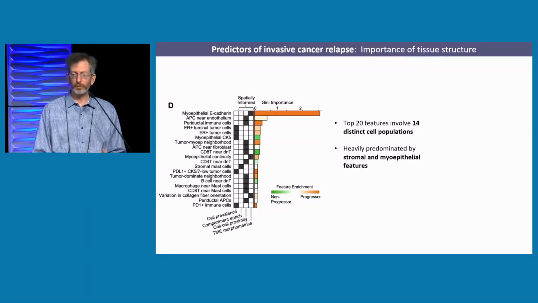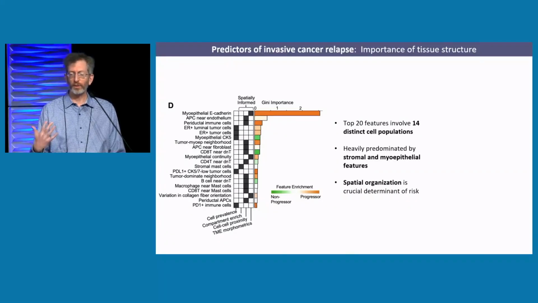It's heavily predominated by stromal and myoepithelial features, as you can see here. In fact, the top feature on the left-hand side is the expression of E-cadherin in the myoepithelial cell population. And finally, the spatial organization is a crucial determination of risk.